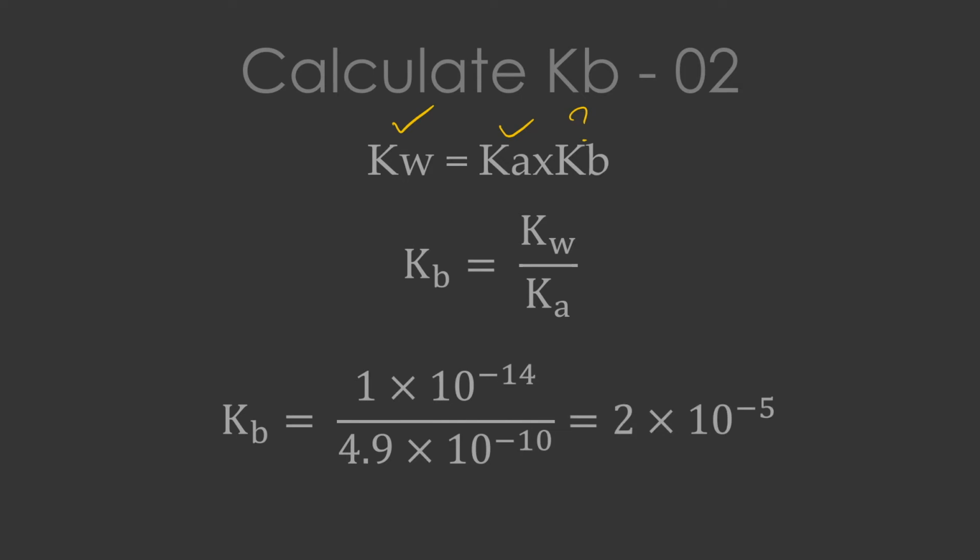Kw is 1 times 10 to the power of negative 14, and Ka is 4.9 times 10 to the power of negative 10. And we have the Kb value here. That's what we're going to use in the next slide.